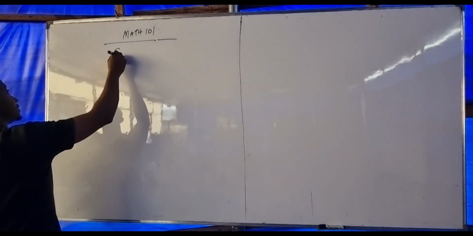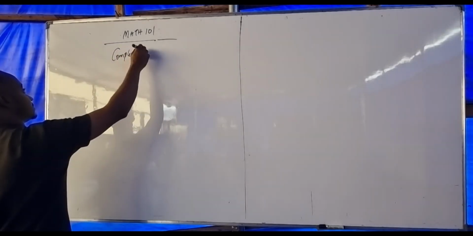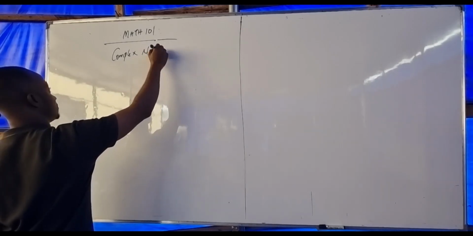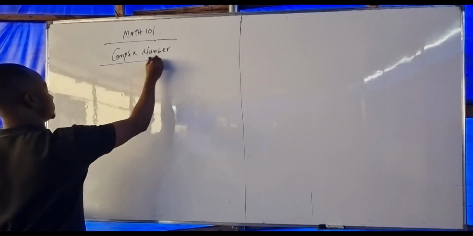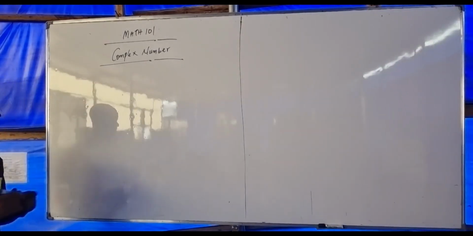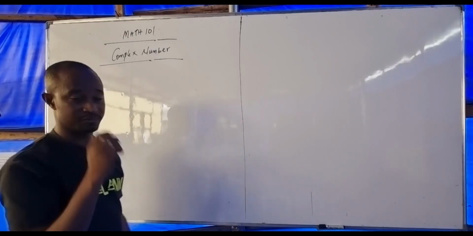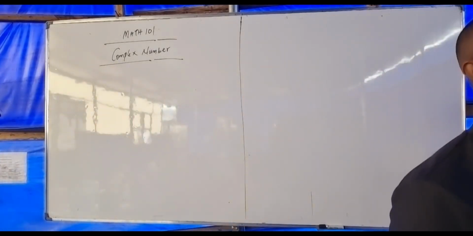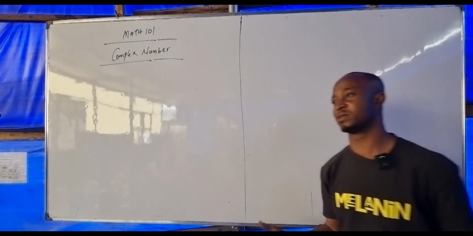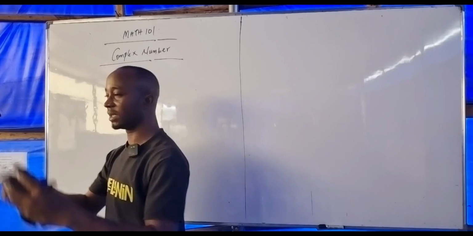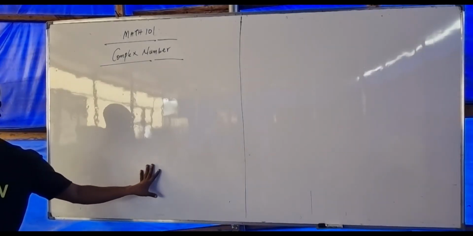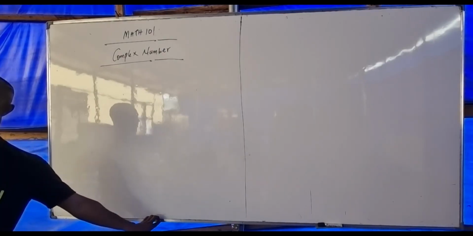Okay, let's look at complex numbers. In our previous class, we looked extensively at complex numbers. I will say the word complex number does not mean that something is complex. In fact, this is one of the simplest topics in mathematics, but it's kind of tricky if you're not careful.